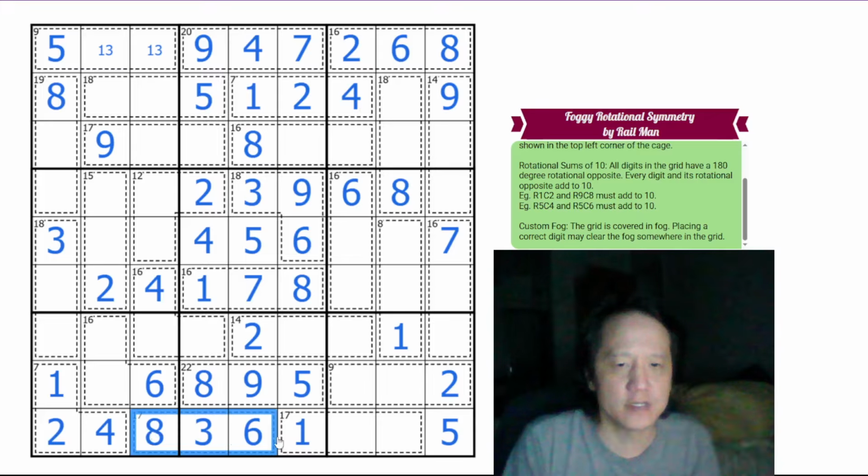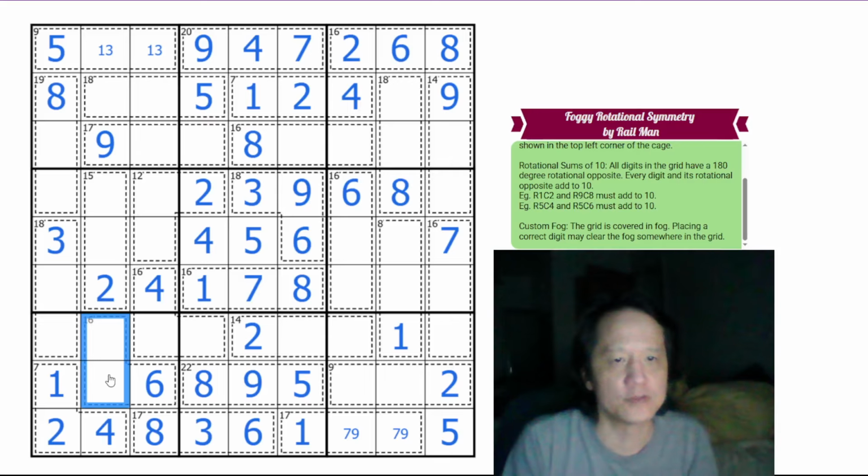So 3, 6, 8, which forces this to be 1, 7, 9. We already knew that, though. 6, this cannot be 1, 9, 2, 8, or 4, 6, so this is 3, 7. This can't be 1, 2, 6. It has to be 2, 3, 4. So this can't be 2 or 4 here. So this is 3, which makes this 4. This 3 eliminates 3 here, so it's 7 and 3.